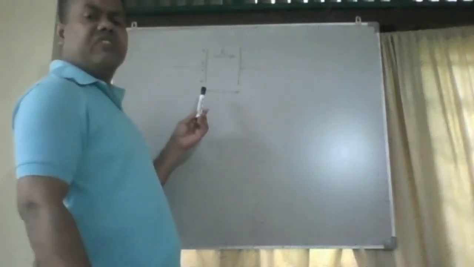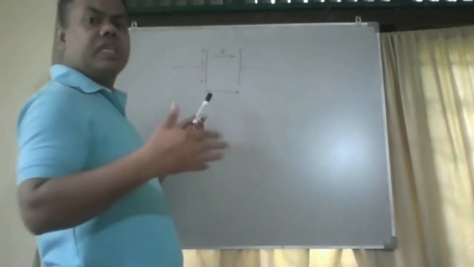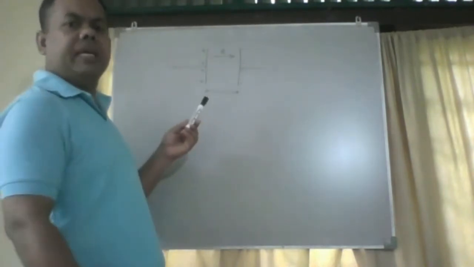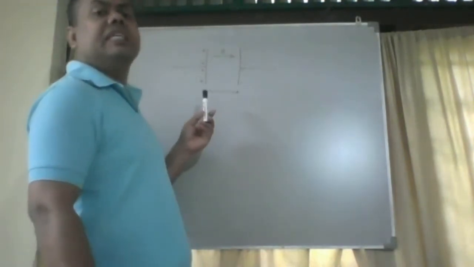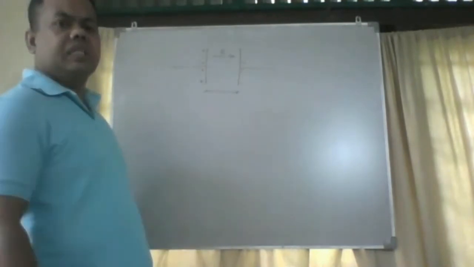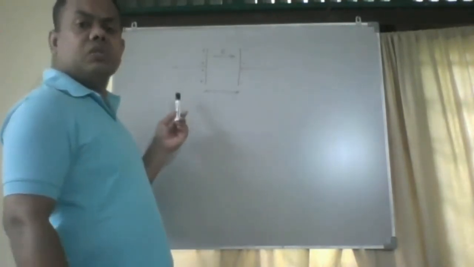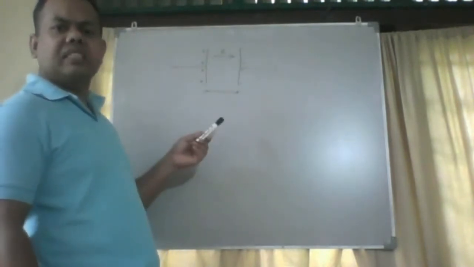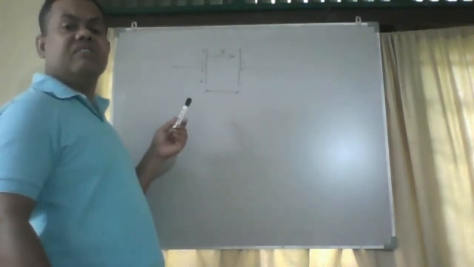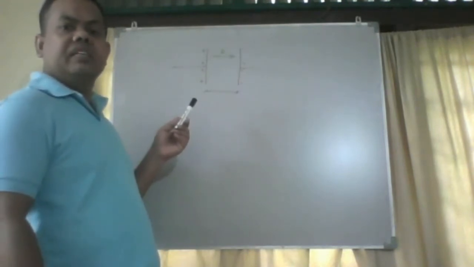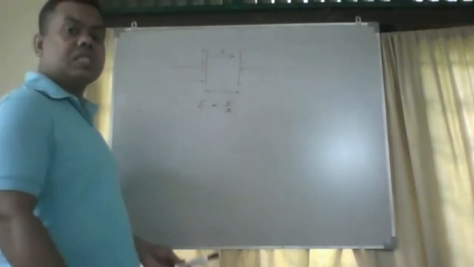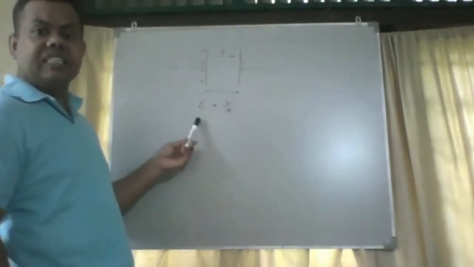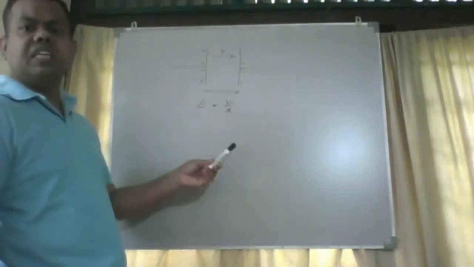There is an electric field intensity directed from the positive plate towards the negative plate. Say the magnitude of that electric field intensity is E. If the gap between the two parallel plates is X and the potential difference is V, then E equals V by X. That is because electric field intensity is equal to the potential gradient.